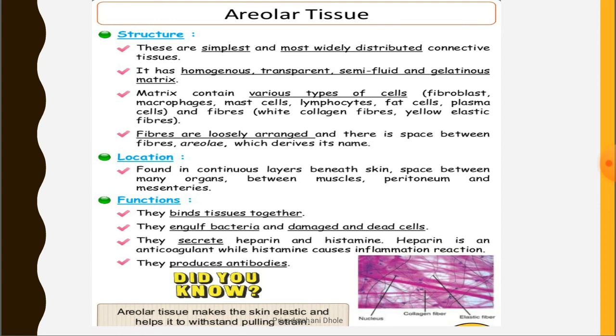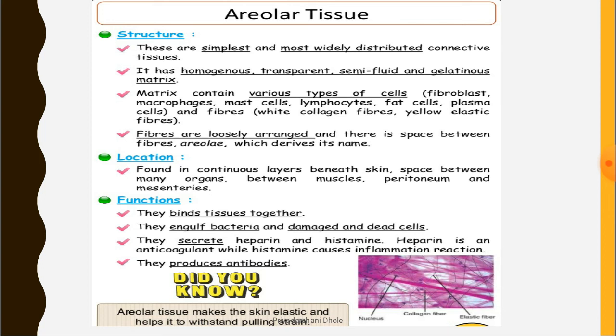Again, the fibers are white collagen fibers and yellow elastic fibers. These fibers are loosely arranged, and there is a space between the fibers called areola, from which it derives its name. Now, what is the location? Found in a continuous layer beneath the skin, in the space between many organs, between muscles, peritoneum, and mesenteries.